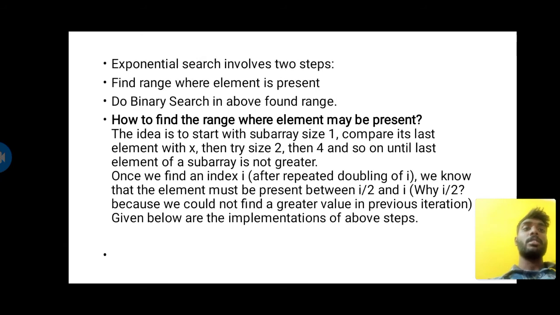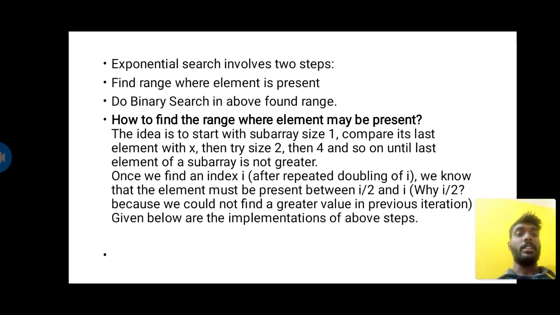Exponential search involves just two steps. Find the range where the element is present, then do binary search in the found range. How do we find the range where the element may be present? The idea is to start with a subarray of size 1 and compare its last element with x. Then try size 2, then 4, and so on, until the last element of the subarray is not smaller than x.